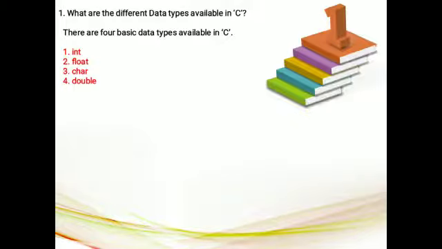What are the different data types available in C? There are 4 basic data types available in C. They are integer data type, floating point data type, character data type and double data type.